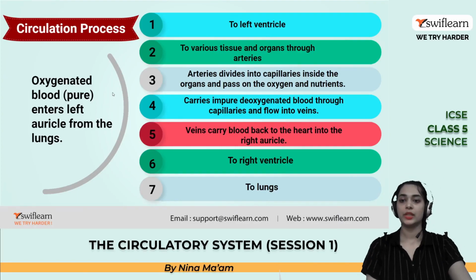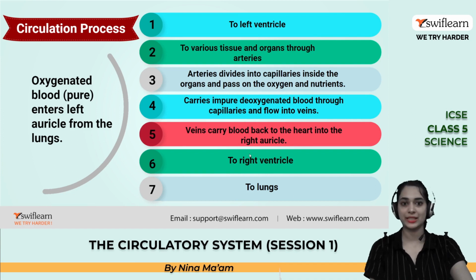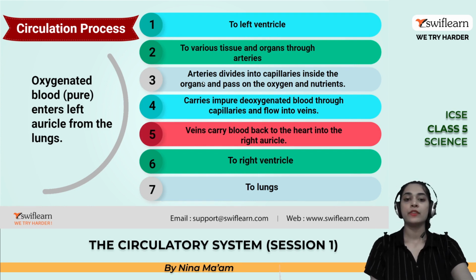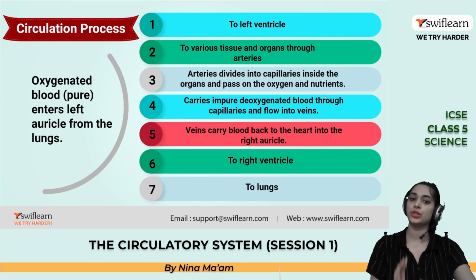So let's look at over here. Here is the whole circulation process I just briefed earlier. The oxygenated pure blood enters the left auricle from the lungs. There are several steps happening. The first one goes to the left ventricle, then to various tissues and organs through the arteries. After that, the arteries divide into capillaries, the thinnest blood vessels, inside the organs and pass on the oxygen and nutrients.